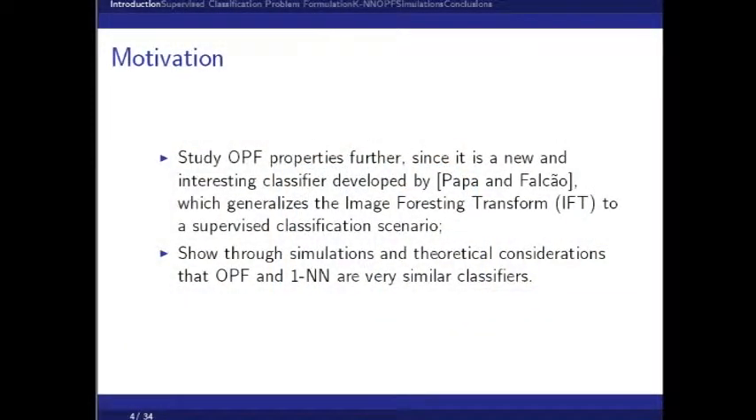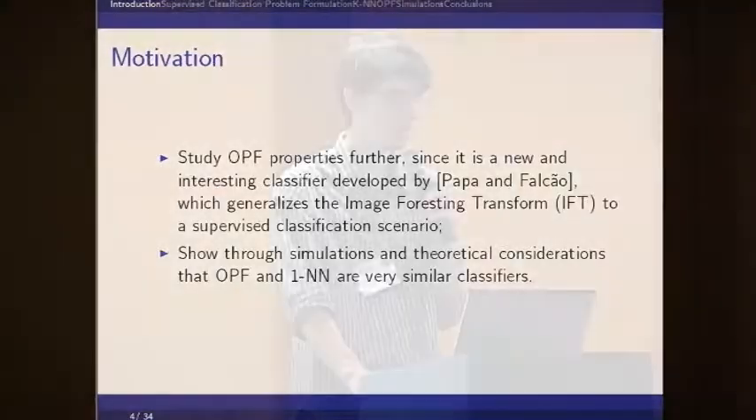The motivation to develop this work is to study OPF properties further, since it's a new and interesting classifier developed by Papa and Falcão, which generalized the image forest transform to a supervised classification scenario. The IFT was successfully used in many problems such as image segmentation and boundary tracking, so we were really excited about the method for classification problems. The second motivation is to show, through simulations and theoretical considerations, that OPF and 1NN are very similar classifiers.